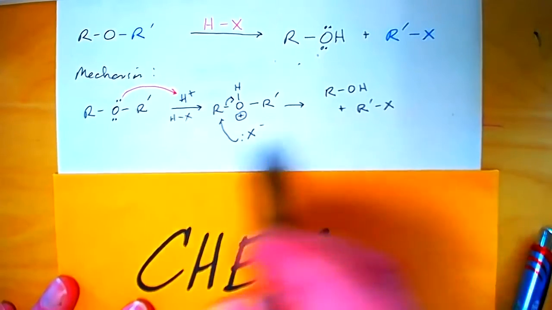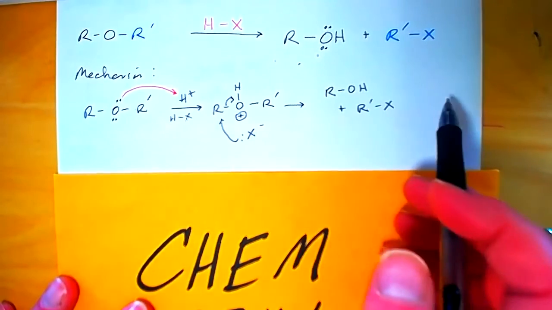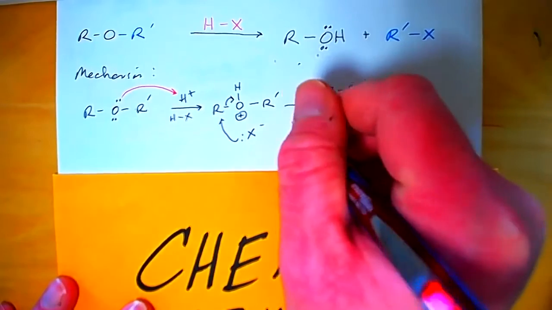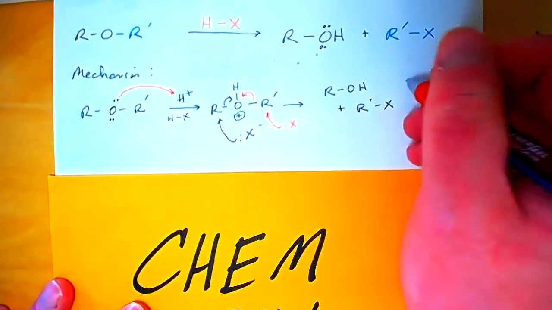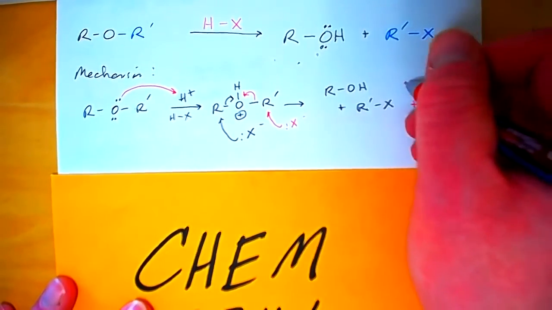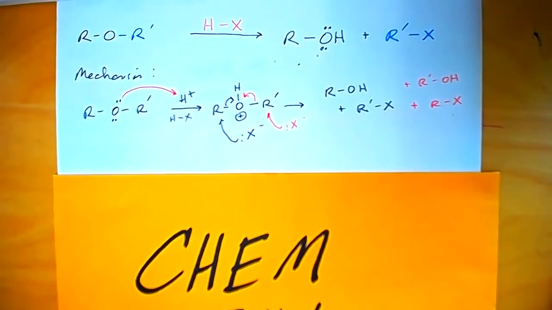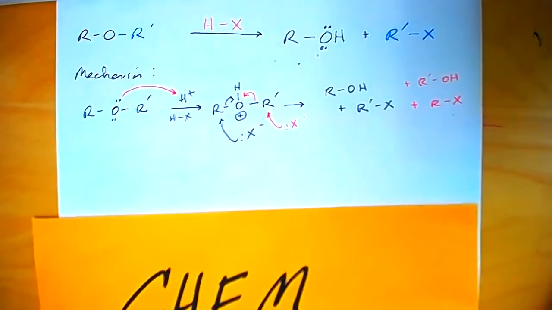And there are added problems here. If R and R prime are not equivalent, well, then you're going to see other compounds over here. In other words, it's just as likely that the X minus could have come over here and attacked this R group as well. And so you're going to expect to also see R prime OH and RX as well. So this can be a big mess if you're not careful. This is generally a reaction that you want to avoid happening. And the reason for it, obviously, is you have multiple products here.